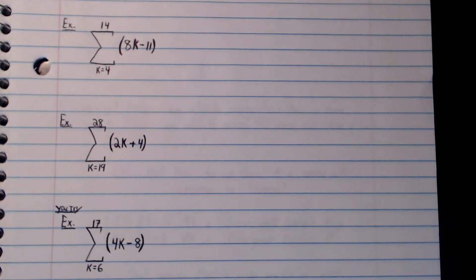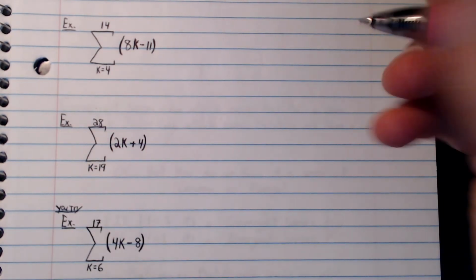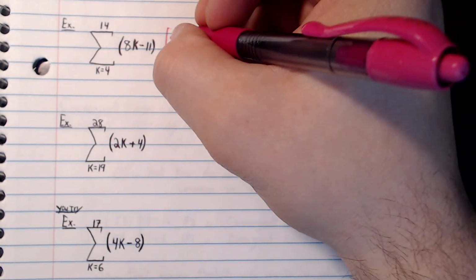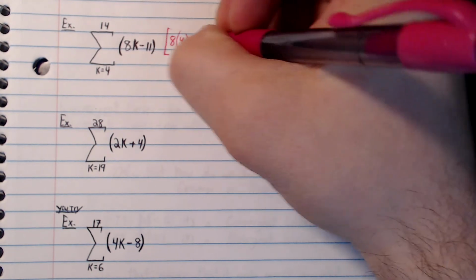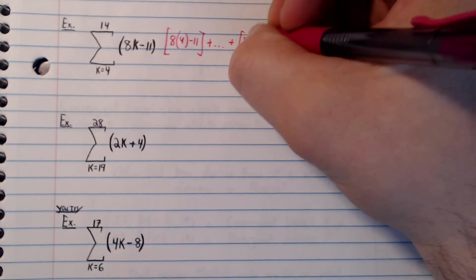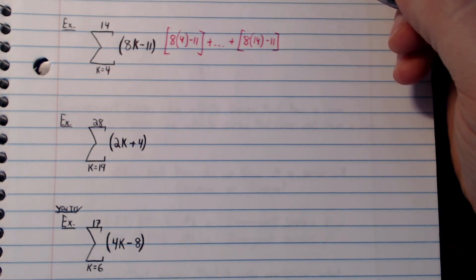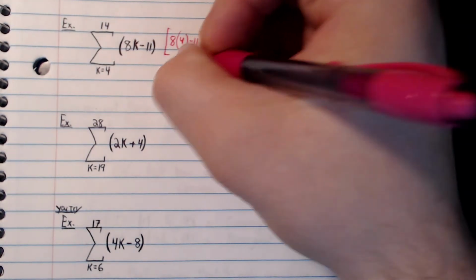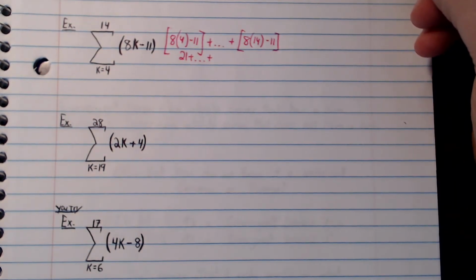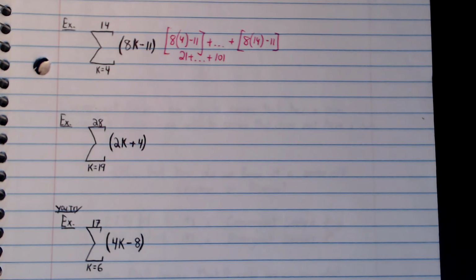Let's hope. So this time, basically the same thing, but look where we're starting. We're starting at k equals 4. So when we do this, instead of plugging in 1, I'm plugging in 4 for my first term. Now again, I don't care about the middle terms, but I do want to know what my last term is going to give me. So 8 times 4 minus 11 is 21 for our first term. 8 times 14 minus 11 is 101 for our last term. So those are the two terms that we really need.